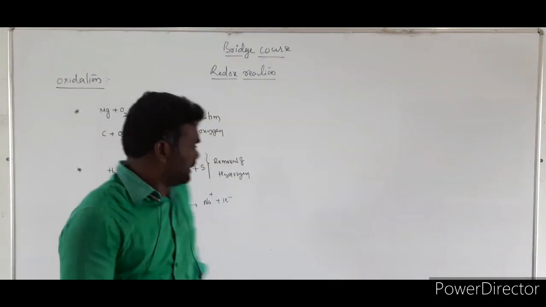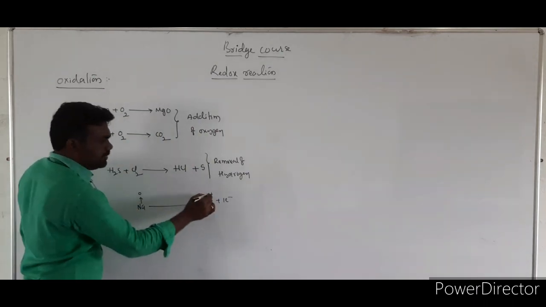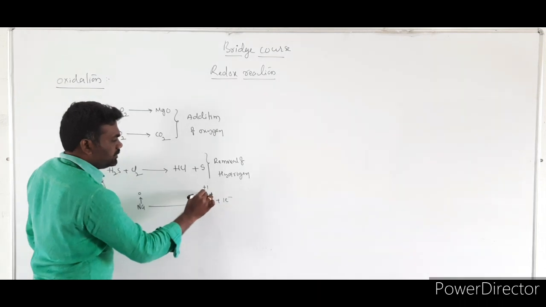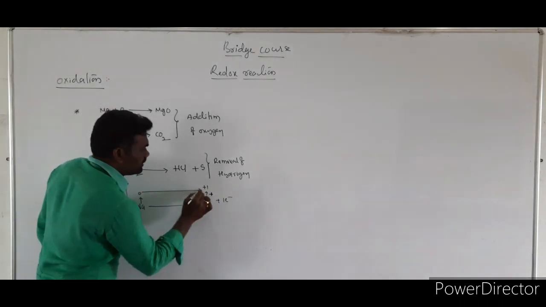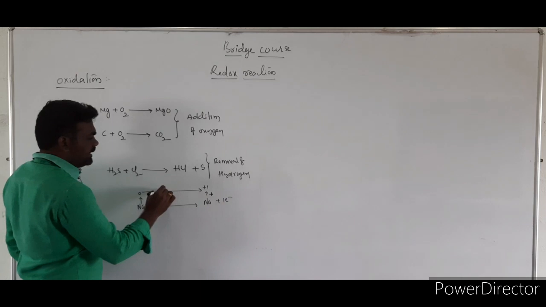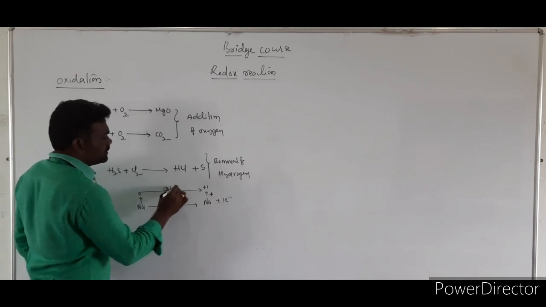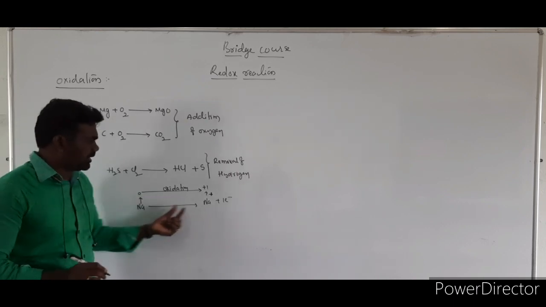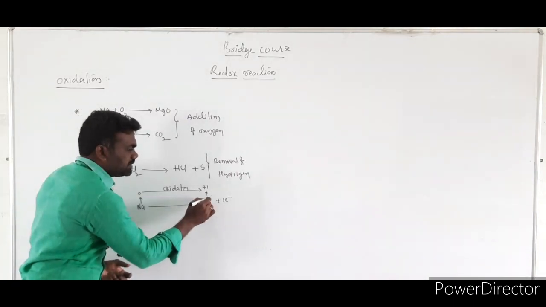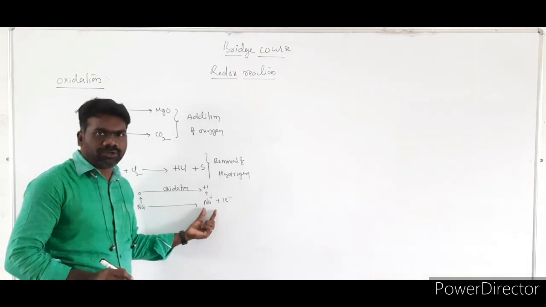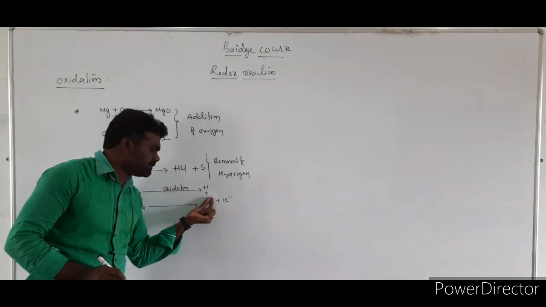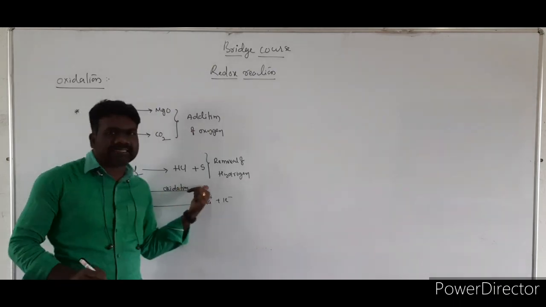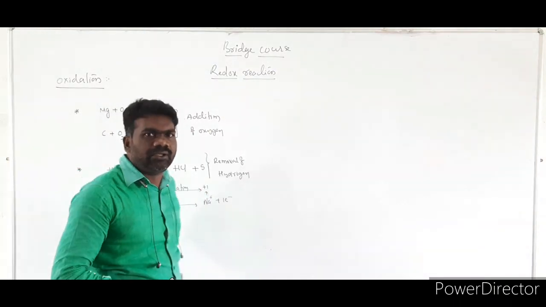Here sodium is an element, its oxidation number is 0, and the charge present upon it is plus 1. So its oxidation number is plus 1. The number goes from 0 to plus 1. The number is increased. Increase in oxidation number is called oxidation. Sodium losing an electron converts into Na plus ion. The charge present on this ion is nothing but the oxidation number. Oxidation number of sodium is plus 1. So 0 to plus 1, the number is increased.